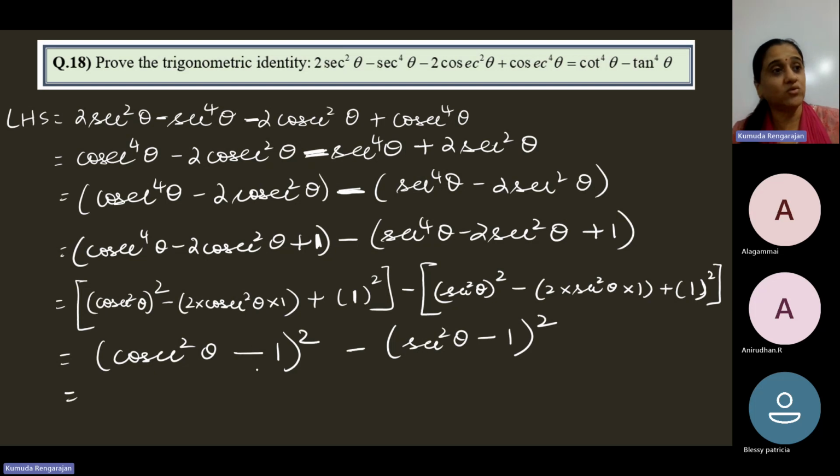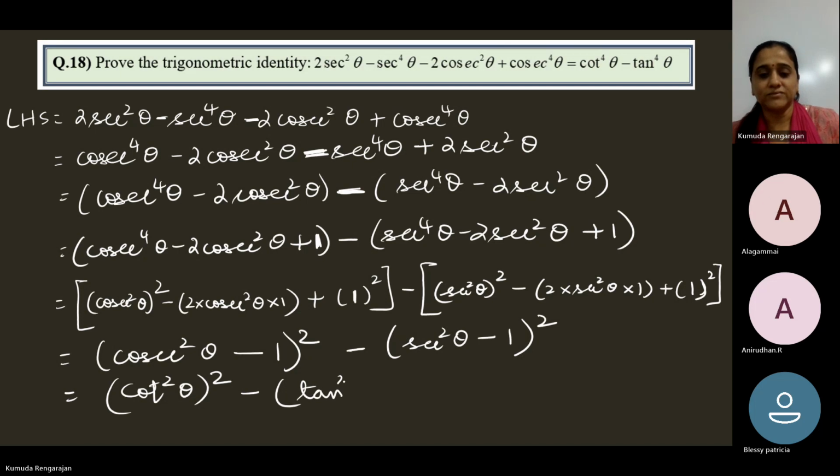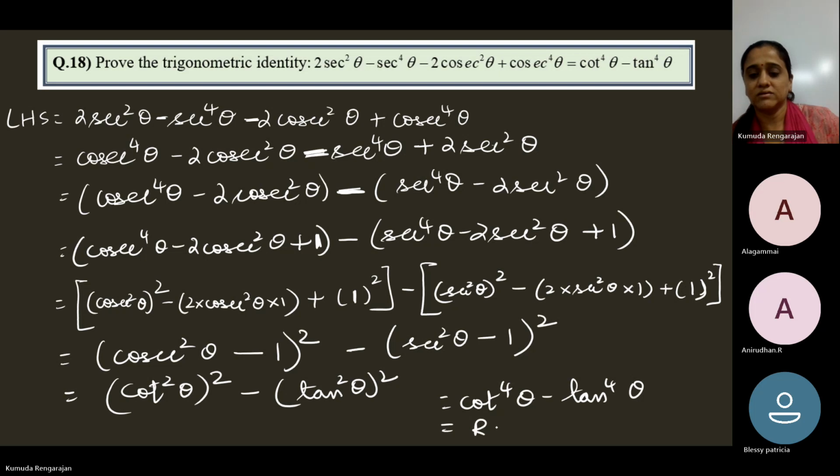Now, what is cosecant square theta minus 1? Cosecant square theta minus 1 is cot square theta. Cot square theta, the whole square. Minus, what is secant square theta minus 1? Tan square theta, the whole square. So this is, yeah, which is the RHS. All right, write down.